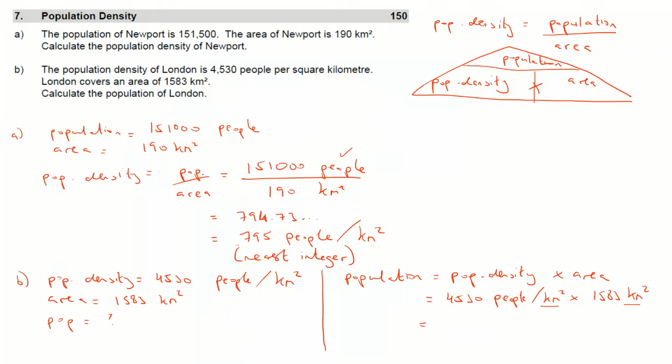And so if you do 4,530 times 1,583, you get an enormous number, 7,170,990. So 7.17 million, almost 7.2 million. Okay, and this one, the population is a population. This one is measured in people. All right, and that's definitely right this time. So sorry for the error by here. Remember, hopefully you see why this is people per kilometer square, because you've got people on top of the fraction and kilometer squares under it. So that question is done.